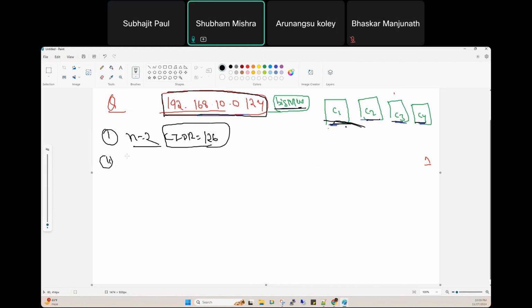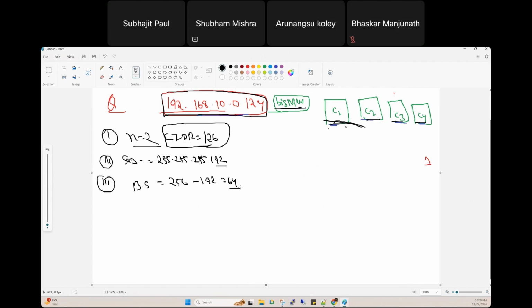Now, second thing, the subnet mask will be 255.255.255.192. That is the subnet mask. Second thing we calculated. Agree? Okay, cool. Now, block size: 256 minus 192, that means 64. That is the block size. Now, what is the block size? 64.